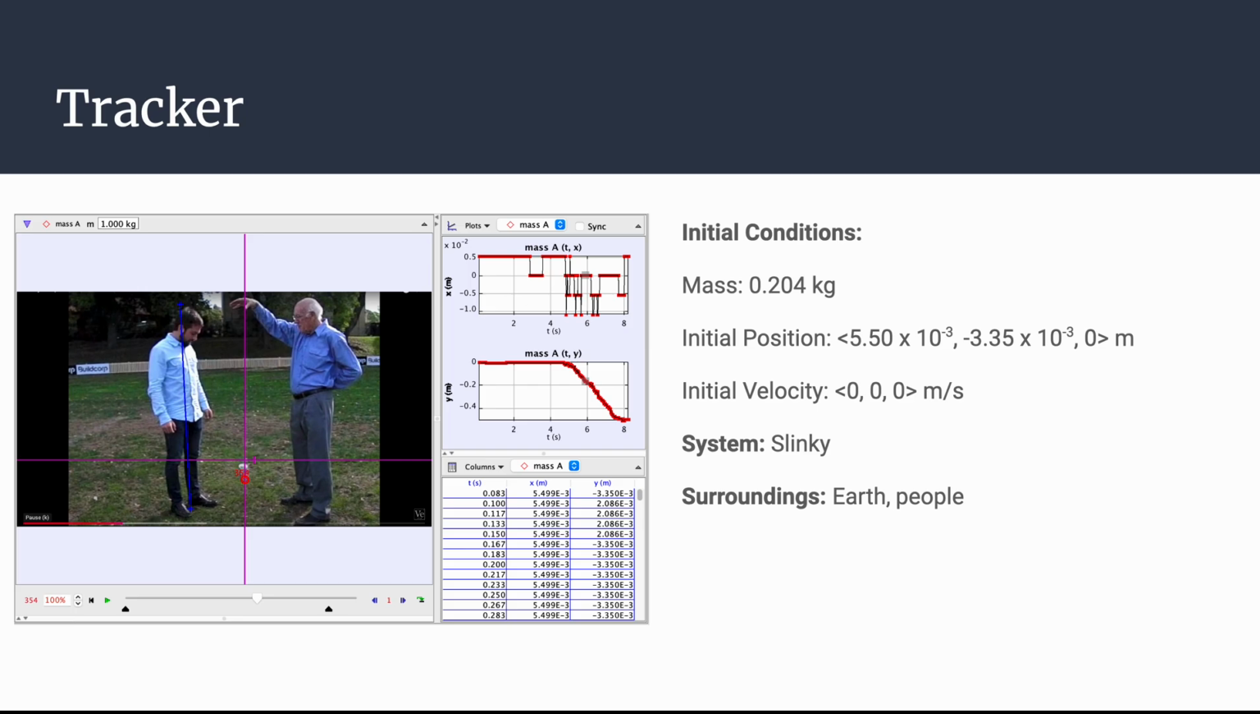For Tracker, there is a screenshot of what I did. I tracked the bottom of the slinky, which was at rest at first, and then began to fall. For the initial conditions, the mass is 0.204 kilograms. The initial position is 5.5 times 10 to the negative 3, comma, negative 3.35 times 10 to the negative 3, comma, 0 meters. The initial velocity is 0. Our system is the slinky, and the surroundings are the earth and the people.